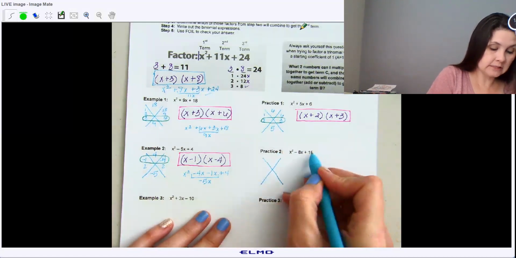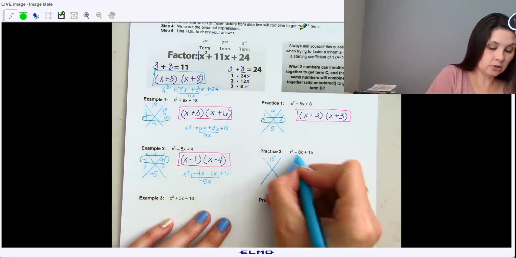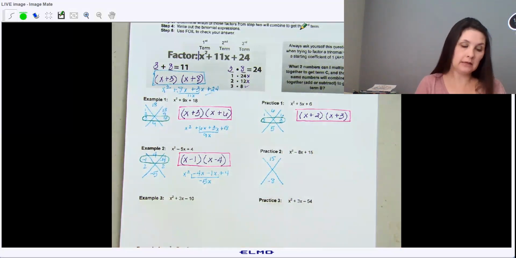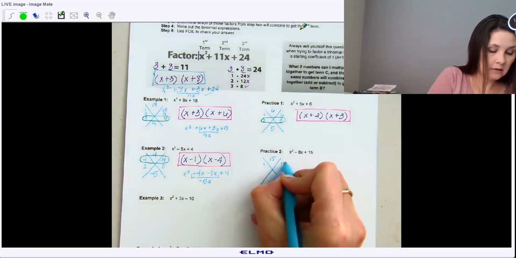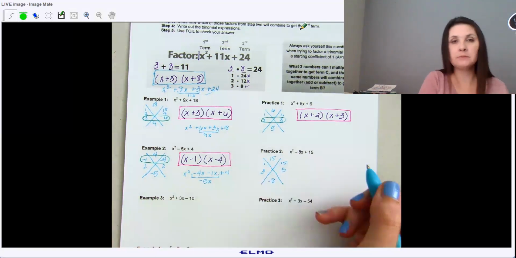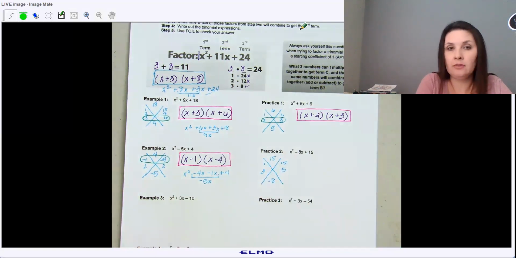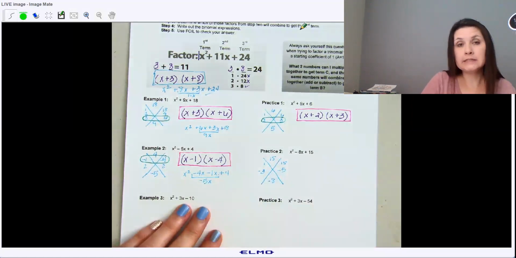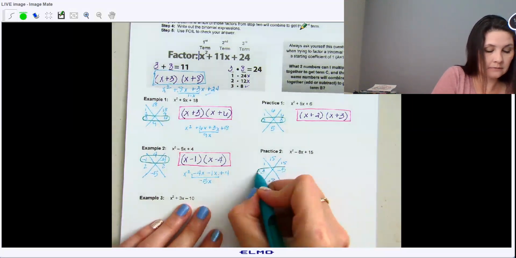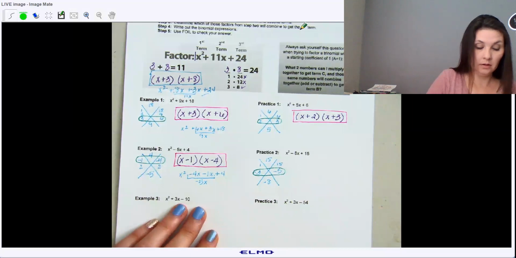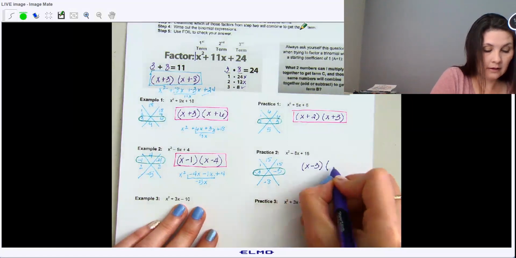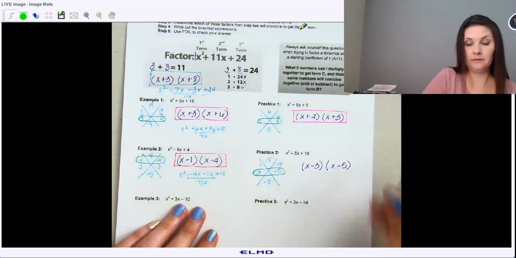All right, so we have 15 times 1 is 15. Our second term is a negative 8. So we have to have two factors that add up to a negative 8 and multiply to get a positive 15. Okay, so we have 1 and 15 and 3 and 5. Okay, so we already know it's going to be 3 and 5. And it does look like those both have to be negative. -3 plus -5 is a -8. -3 times a -5 gives you a positive 15. So we write this as x minus 3, x minus 5. Okay.